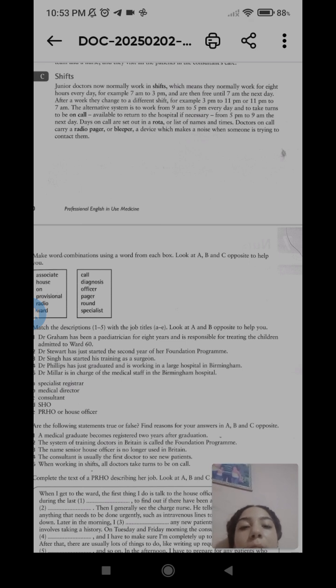The alternative system is to work from 9 a.m. to 5 p.m. every day and to take turns to be on call, available to return to the hospital if necessary from 5 p.m. to 9 a.m. the next day. These on-call days are set out in a rota, or list of names and times. Doctors on call carry a radio pager or bleeper, a device which makes a noise when someone tries to contact them.